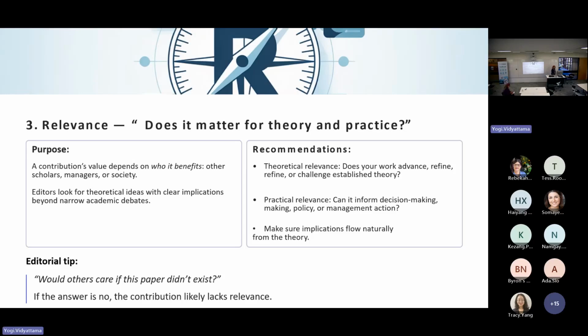And we want to make sure that the implications are flowing naturally from theory. In other words, we are not forcing them. Right? We're not forcing the implications. Here's, I really like this specific tip. Would others care if this paper didn't exist?